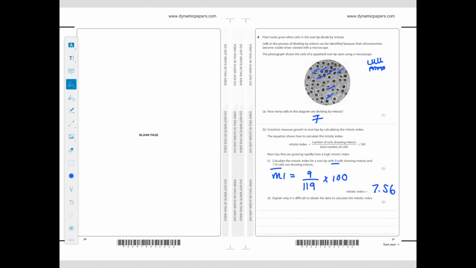Explain why it is difficult to obtain the data to calculate the mitotic index. Well, look, we've just had to count those cells and they look pretty difficult to count. So that will be our first point. It's hard to count the cells, especially because the chromosomes are so small. You could have also said something about the microscope having a low resolving power.